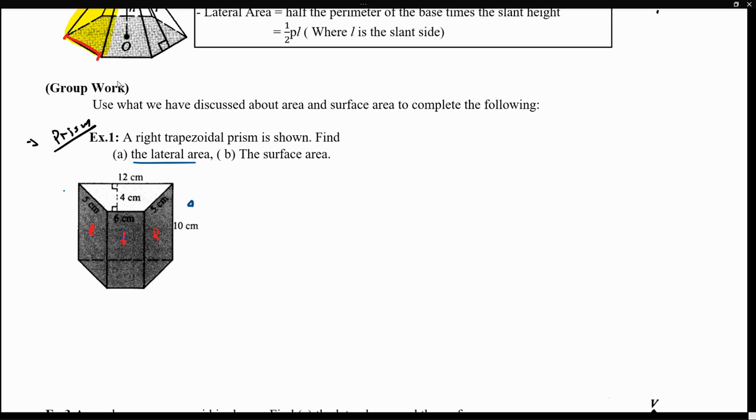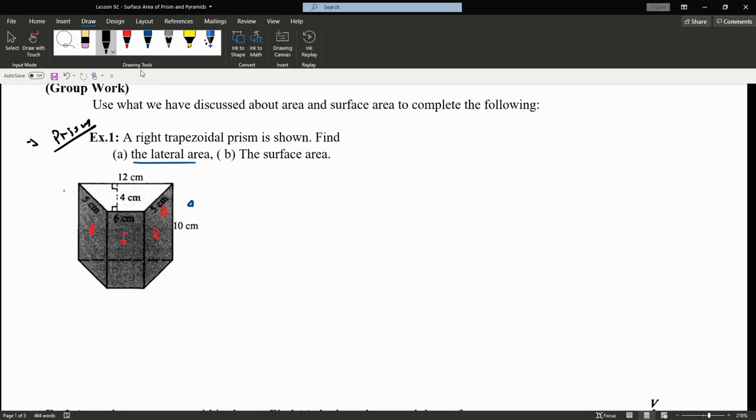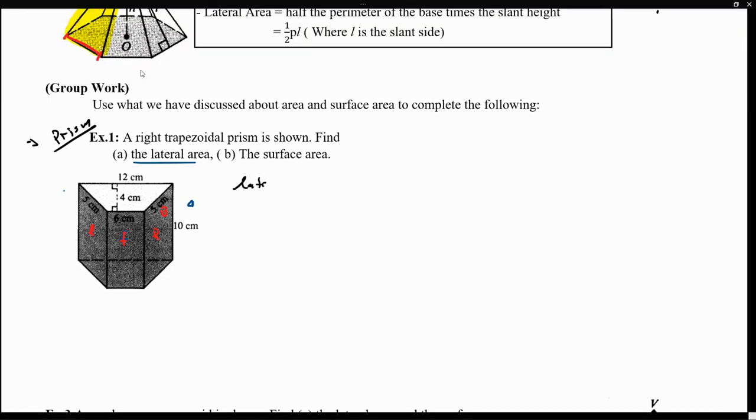And now notice that we also have another figure that is surrounding this prism, which is the back, this whole big square on the back. So let's call that the back. So therefore, for the lateral area, there are two ways to find it, and we're going to find it both ways.